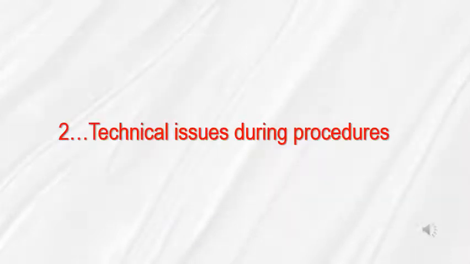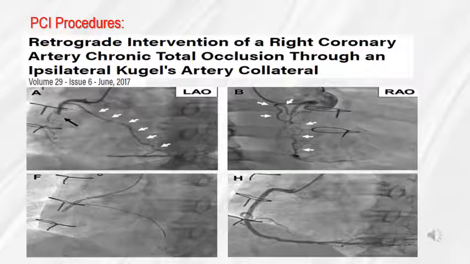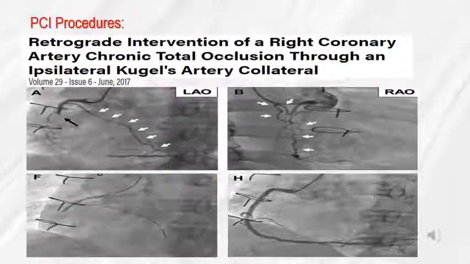The other point to be considered is any technical issue during procedures. This is a case presentation in which the operator used a Kugel artery as a retrograde approach to open a CTO in the mid RCA. On the contrary, in this case, we can see Kugel's artery giving supply to the AV node and to the branch to the AV node, which arises from the branch to the SA node. The branch to the SA node arises from the stump of a CTO occlusion.